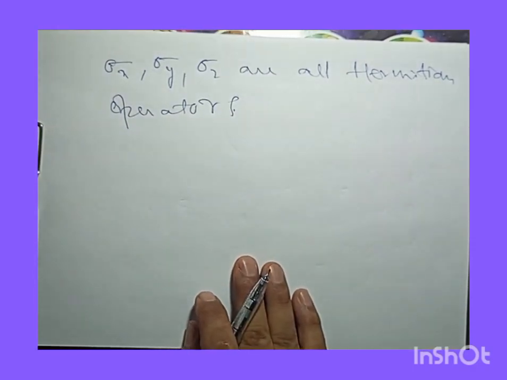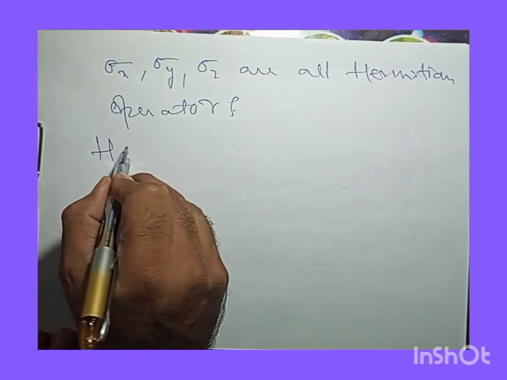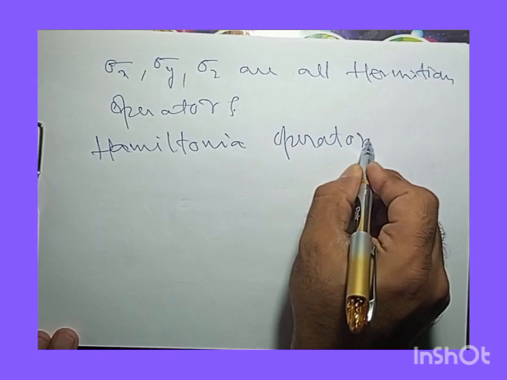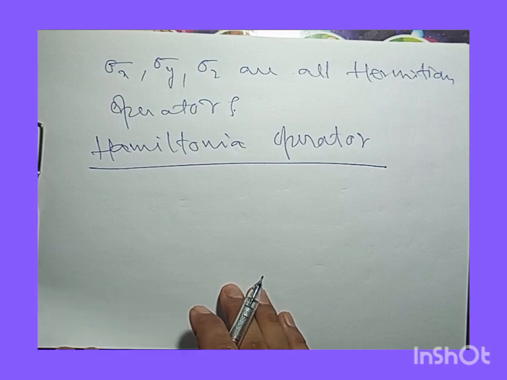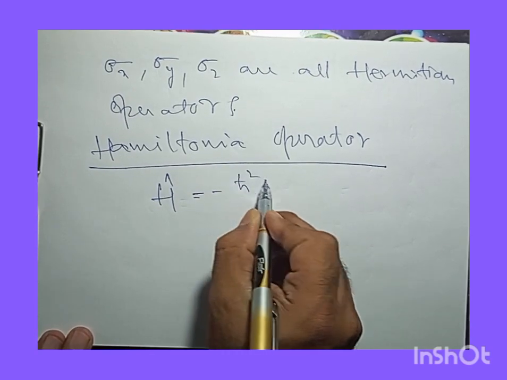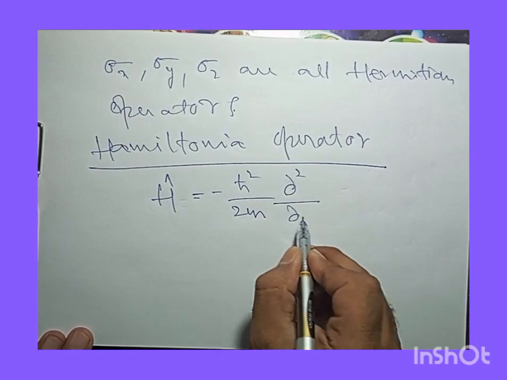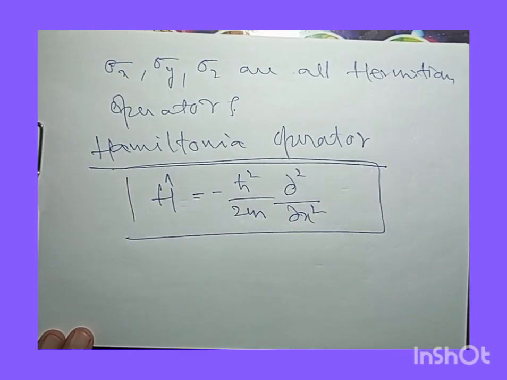Now, the Hamiltonian operator is another important tool of quantum mechanics. What we want to prove is that this Hamiltonian operator is also a Hermitian operator. And we know that H cap is minus h cross squared by 2m, dou 2 by dou x2. This is our Hamiltonian operator.